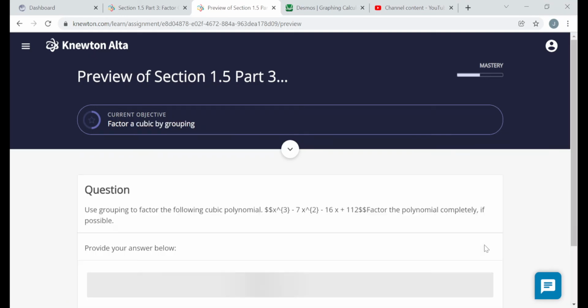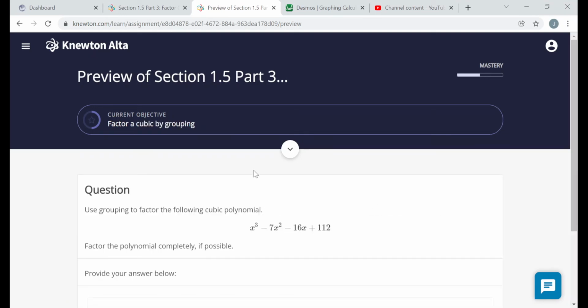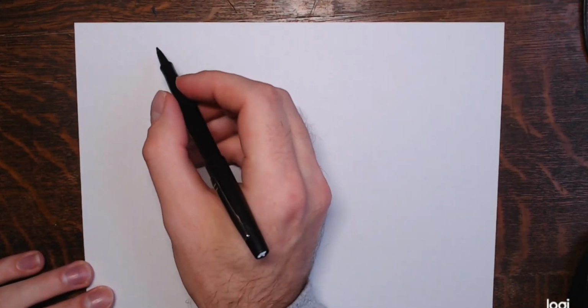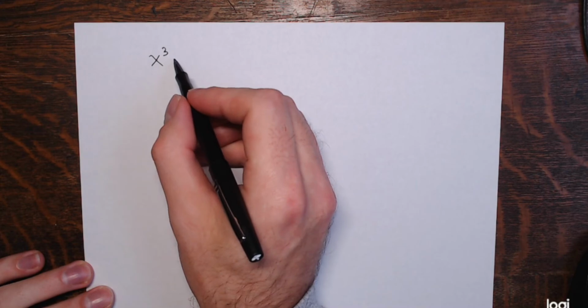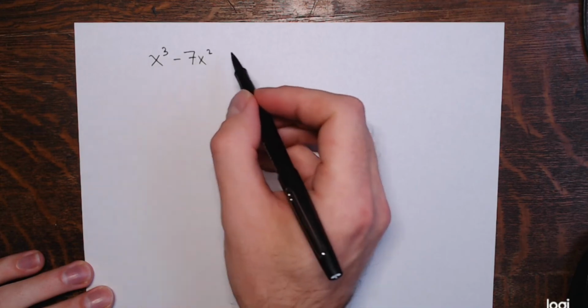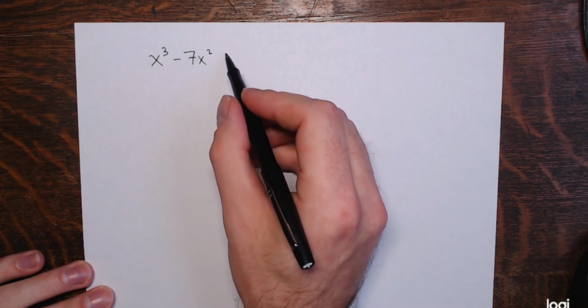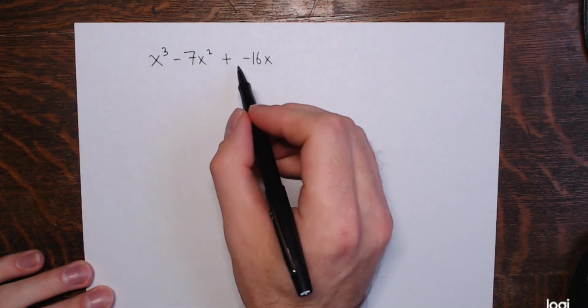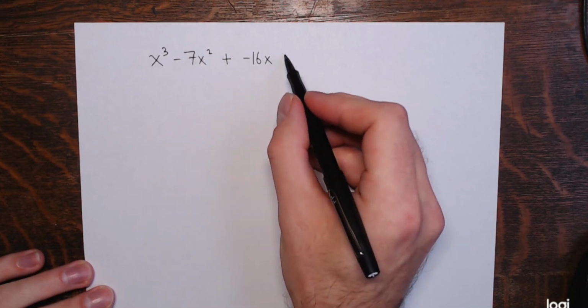Next question. All right, so looks like it's just jumping back and forth. Right, so we're back to the factoring a cubic by grouping. All right, so I'm just going to write this polynomial out and we'll factor it by grouping. The one they're giving us here is x cubed minus 7x squared. Now it says minus 16x, but I'm going to write it as plus negative 16x so I can write the groups. They had minus 16x. I'm just going to write that like this: minus 16x, and then plus 112.